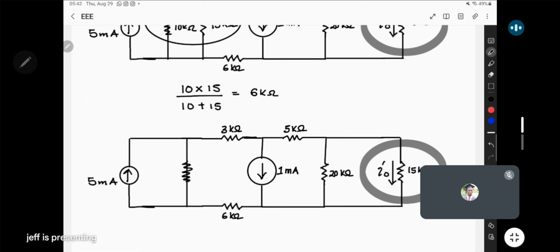Notice that our circuit keeps reducing. It doesn't look like we've done much, but we have made a bit of progress. So from here now, what do we do? Again, we have to transform. What do we transform? Here we're going to transform these two again. But now we'll transform them back to a voltage and a resistor.